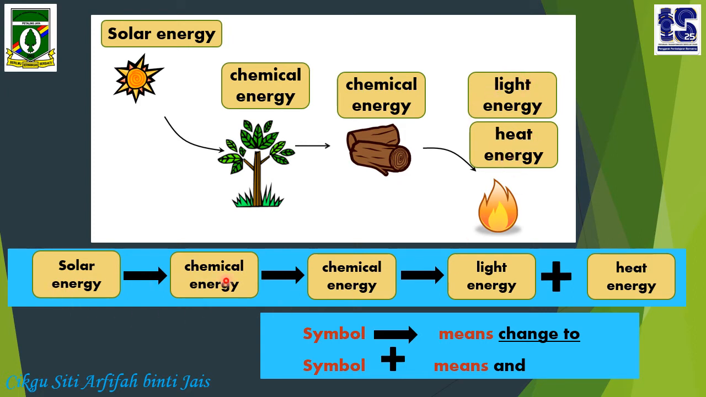This is the equation. Look here. Solar energy changes to chemical energy, changes to light energy and heat energy. Please give full attention to the symbols. The arrow symbol means change to, while the plus symbol means and. The plus symbol is used if there are two or more energies existing at the same time.